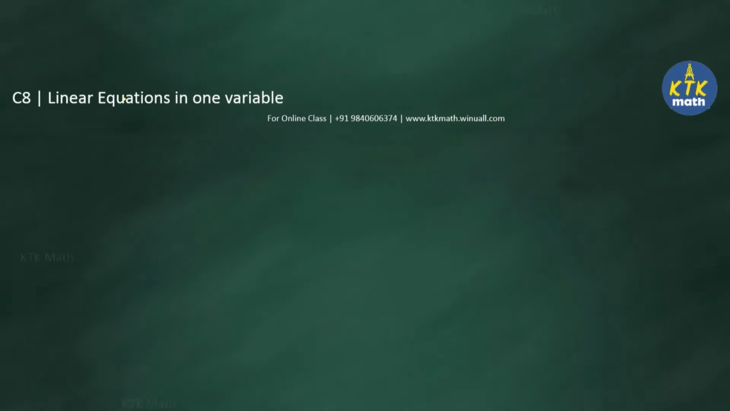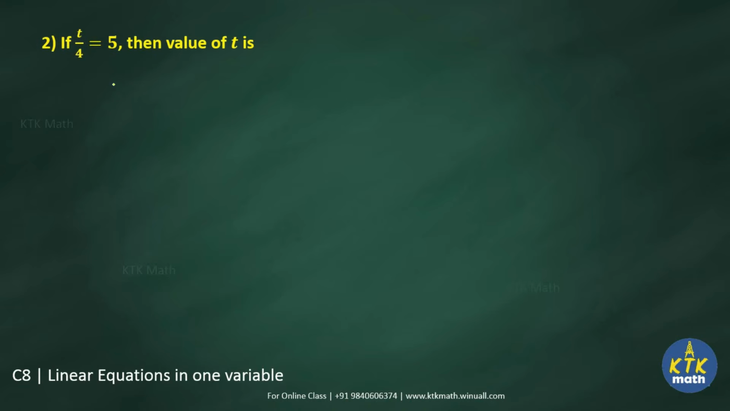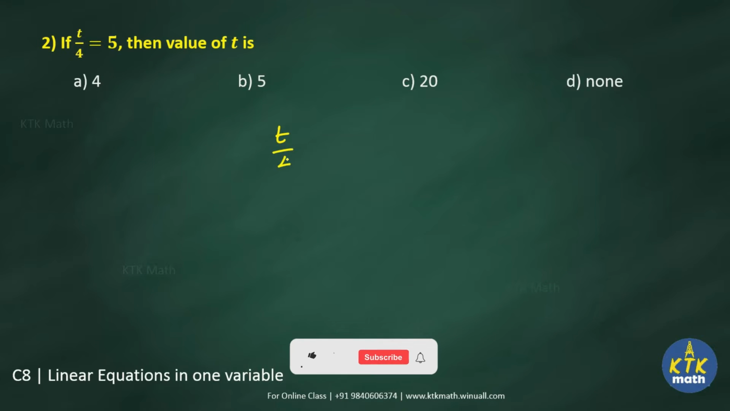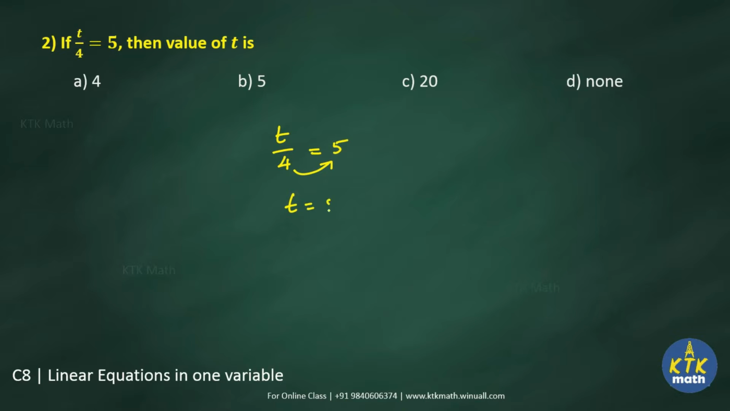Next, question number 2. This is also a simple one. t by 4 is equal to 5 is given. So we know how to solve this: you need to move this 4 to the right hand side. So divide becomes multiply. So t is equal to 5 times 4, which gives you your answer 20.